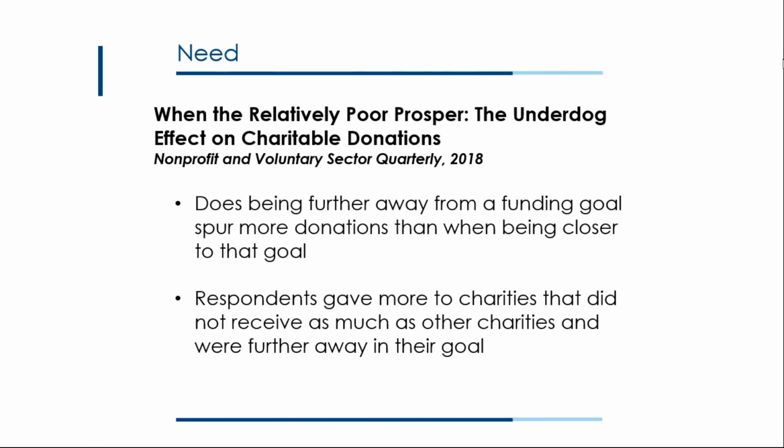The idea of need does not always have to be contextualized as the cause donated to, but the need of the nonprofit itself can be a motivator for donations. In "When the Relatively Poor Prosper: The Underdog Effect of Charitable Donations," the authors were interested in whether donors were more apt to give to charitable orgs that were further away from their goal than an org that was closer to their goal. They set up a crowdfunding website that showed how much the charities received and found that respondents were more likely to give to the charity that received less. Even more interesting was that when thresholds were introduced, respondents were even more likely to give to charities that were further away from their threshold than those who were closer, even if that threshold didn't seem attainable.